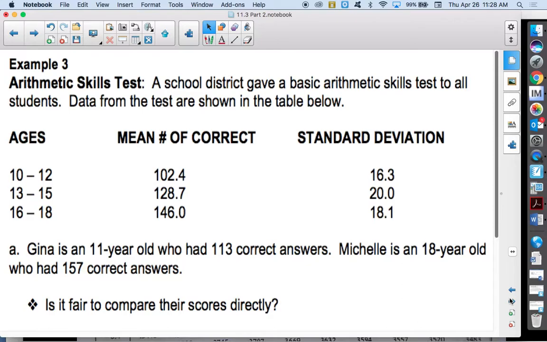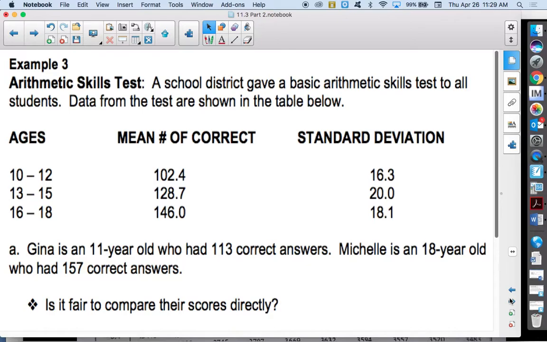So they give us 3 age ranges over here. 10 through 12, that would be if you're in like 4th, 5th, 6th grade. And then you can see the mean, the average number that they got correct. Now, I don't know how many this is out of. I would guess maybe it's out of like 200. For the 10 through 12-year-olds, 4th to 6th graders, the mean is about 102.4 correct. And then the next age group, 13 through 15, like your middle school age, 7th, 8th, 9th graders, have more correct, which makes sense because they're older. So 128.7, and then the sophomores, juniors, seniors at the 16 to 18 age group have 146 answers correct.